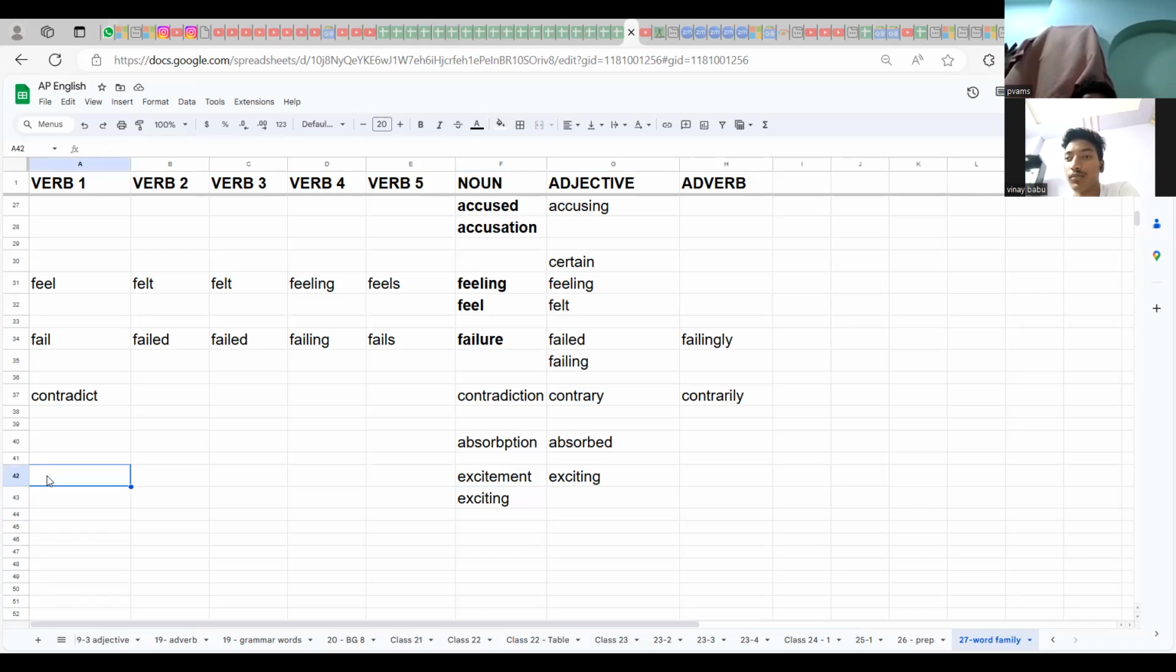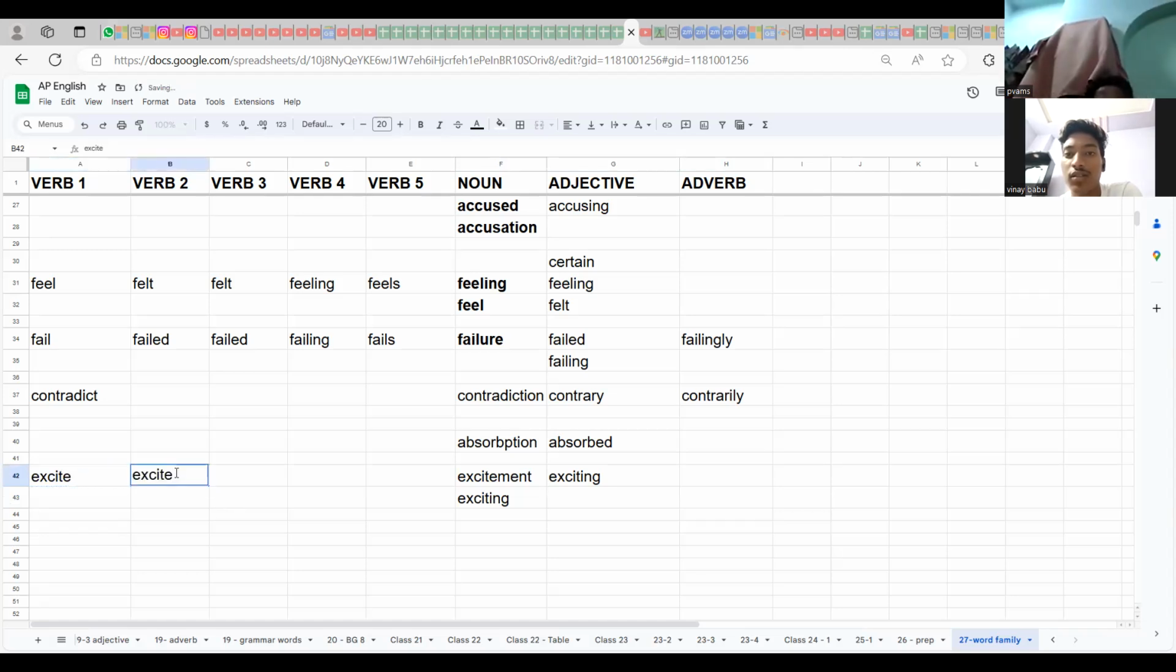Now the verb. Any idea, verb? Because it has to split into five forms. Excite. Now you go with the excite. By that way, you'll go with the excited. So you can fill it up. Excited. Exciting. Excites. This contradict will become contradicted. You can fill it up.